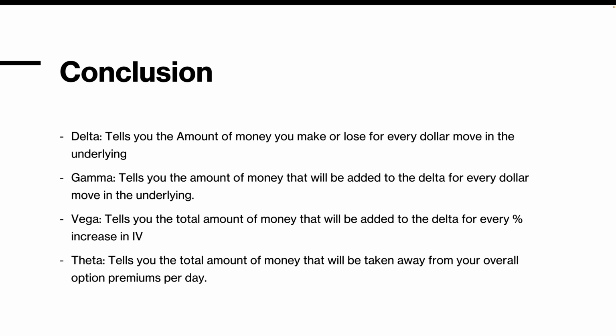For example, if the 150 call has a gamma of 0.06, for every single dollar move, the delta is going to go up by $6. The gamma tells you the amount of money that's been added to the delta for every single dollar move in the stock price. Vega, we just spoke about it. The Vega tells you the total amount of money that will be added to the overall options contract for every single percent jump in IV, or the amount of money that you'll be losing for every single percent dump in IV.